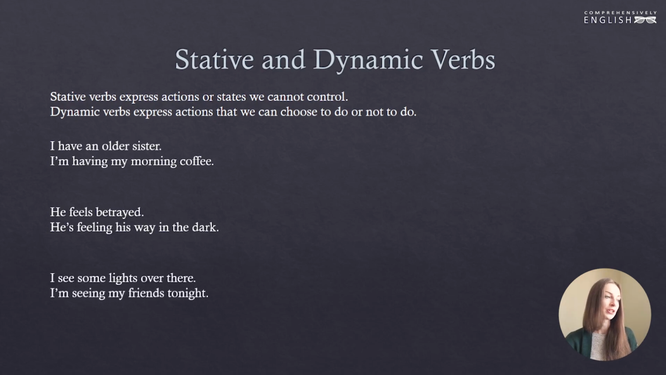I see some lights over there and I'm seeing my friends tonight. I see because I have eyes. That's a condition I am in. That's a stative verb. I see some lights over there. I am seeing my friends tonight. To see is used in a different meaning here. It means I am meeting my friends tonight. That's what you do intentionally, on purpose, and you can't control it.